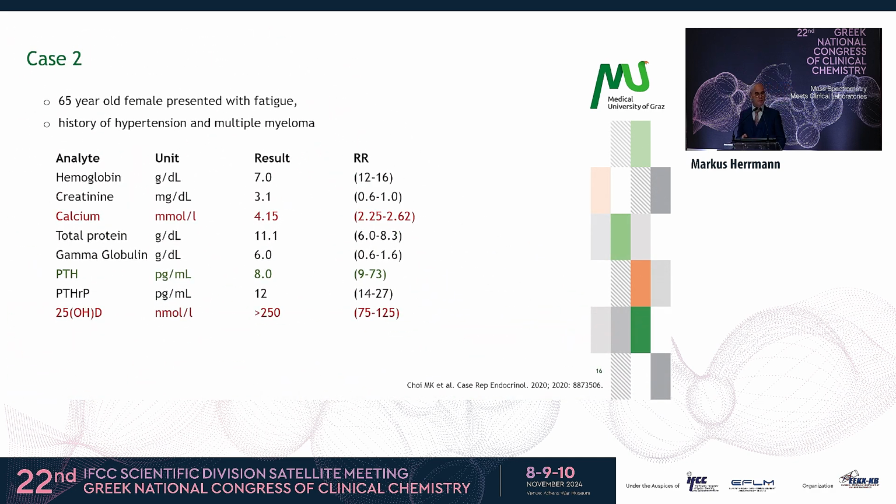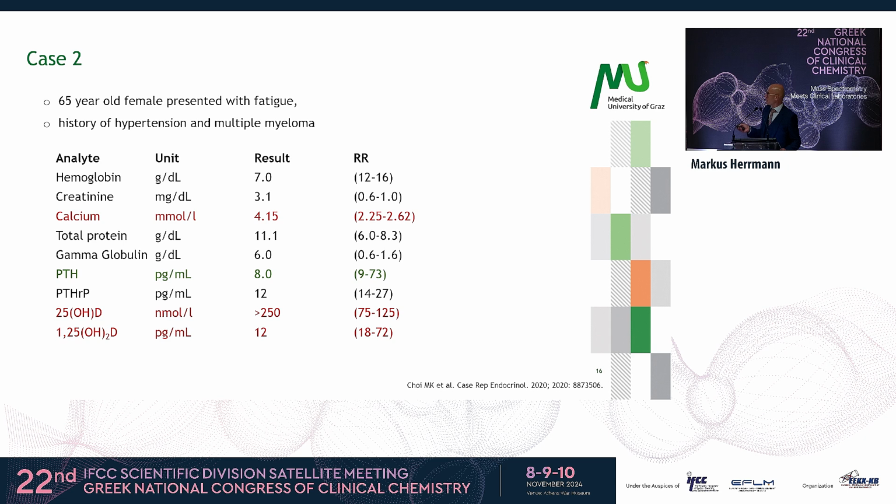This brings me to a second case that I would like to show you. A 65-year-old female who presented with fatigue, a history of hypertension, and multiple myeloma. The laboratory results show a pronounced hypercalcemia and a 25-hydroxyvitamin D in the toxic range. Parathyroid hormone was at the lower limit of reference, excluding hyperparathyroidism as the underlying cause of her hypercalcemia. Now, hypervitaminosis D is another well-known cause of hypercalcemia.